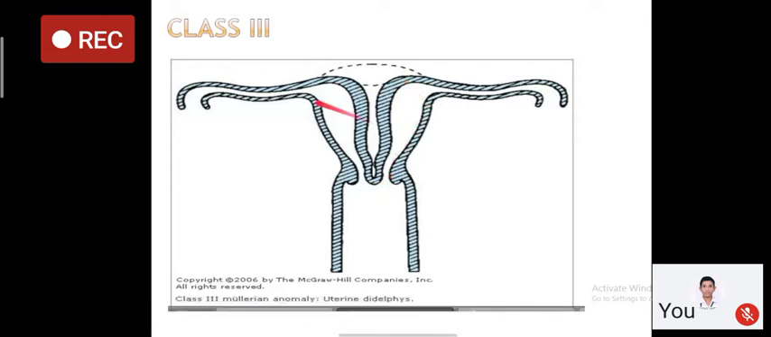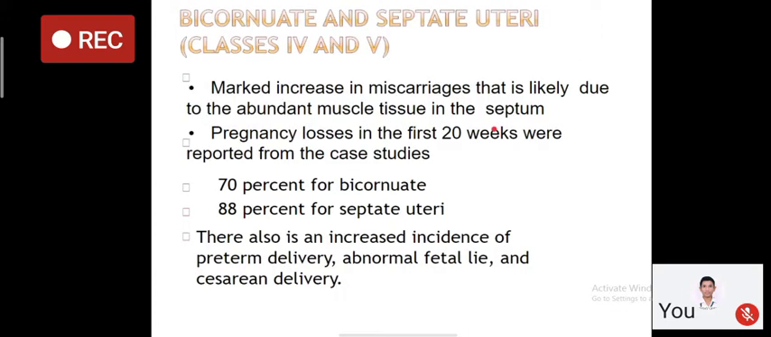This is a two hemiuterus and no fundus, dotted, because that's why it is put as dotted, because otherwise a normal uterus should be like this. But in this, what is the structure of the uterus? Like this. Okay. So bicornuate and septate uterus, class 4 and 5, marked increase in miscarriage.